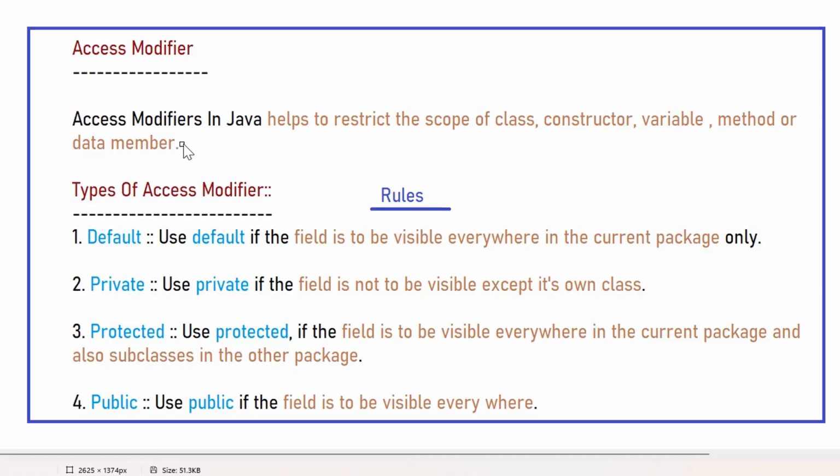Access modifiers in Java help to restrict the scope of a class, constructor, variable, method or data member. So what are the types of access modifier?